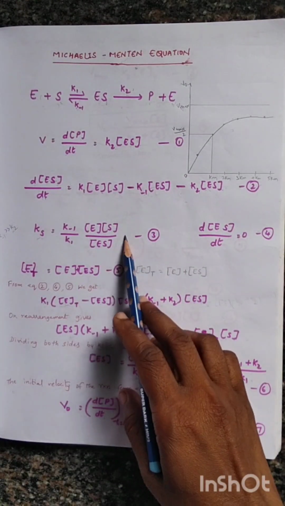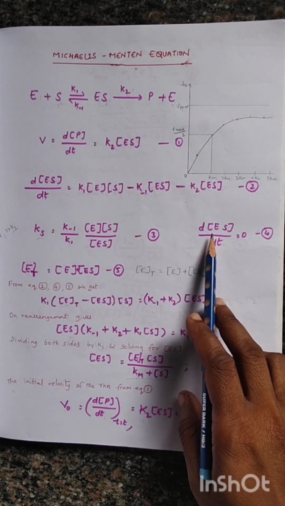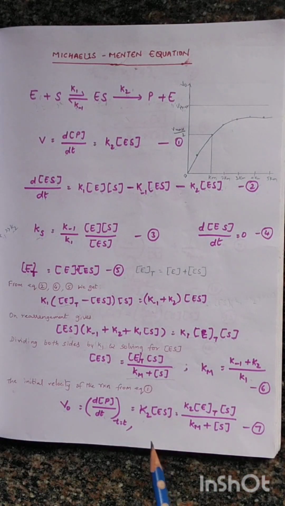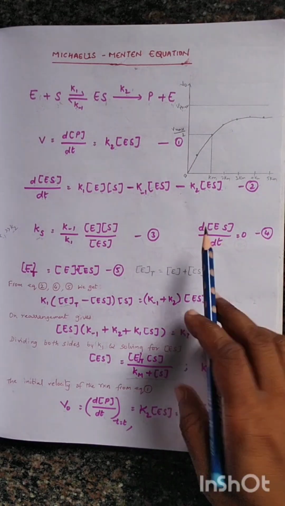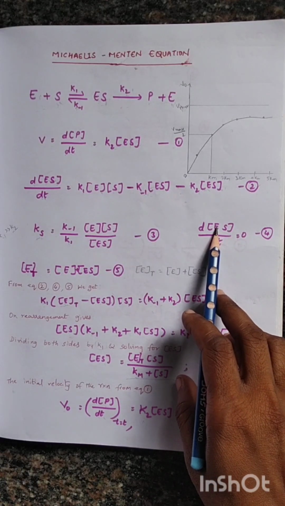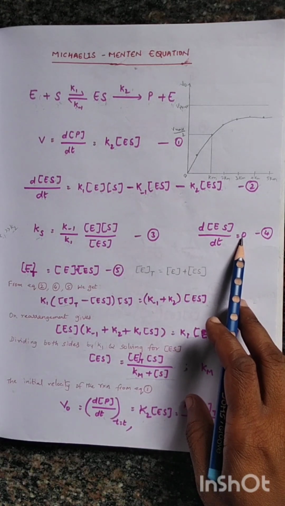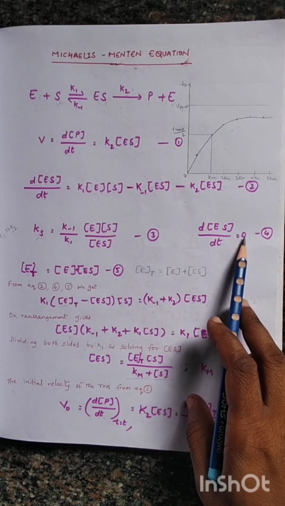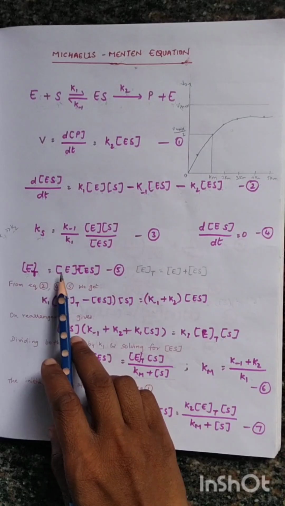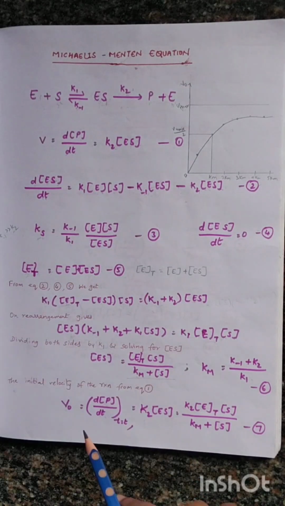Under steady state equation, that is under steady state conditions, when the substrate is highly saturated and no more binds with the enzyme, then the derivative of ES complex with respect to time is 0, as no more substrate is binding with the enzyme's active site. E total is equal to concentration of enzyme plus concentration of enzyme substrate complex.